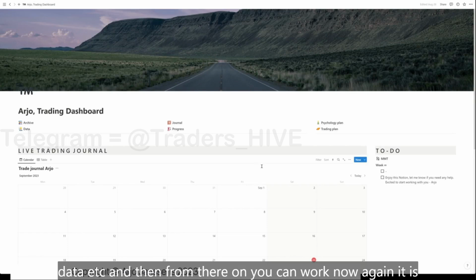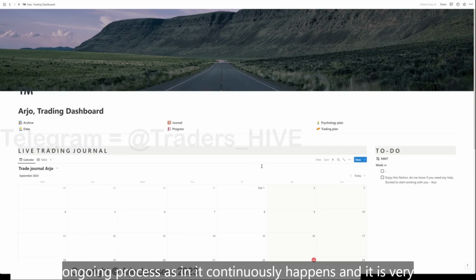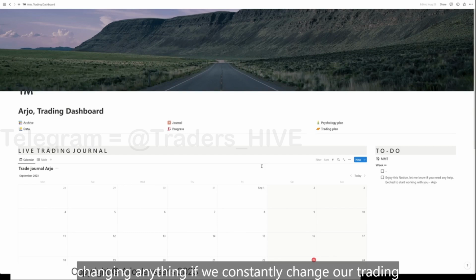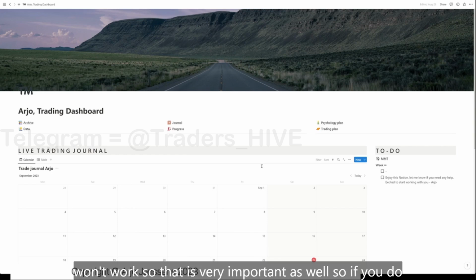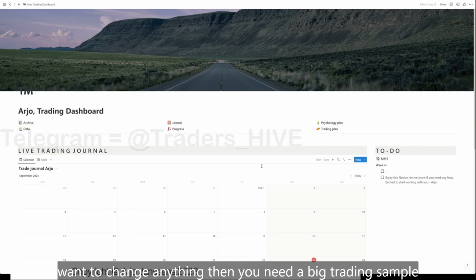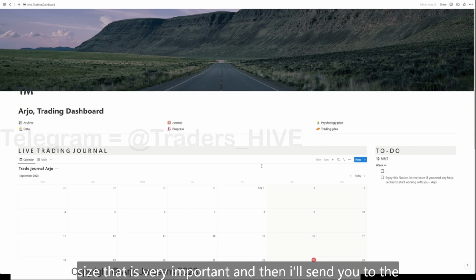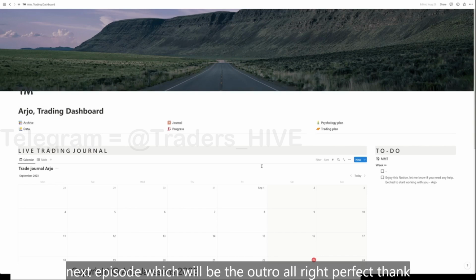Now, again, it is important to understand that data gathering is an ongoing process, as in it continuously happens, and it is very important for us to gather data in the first place and to journal. We're not changing anything. If we constantly change our trading strategy or our trading plan, then of course it won't work. So if you do want to change anything, then you need a big trading sample size. That is very important. And then I'll send you to the next episode, which will be the outro.